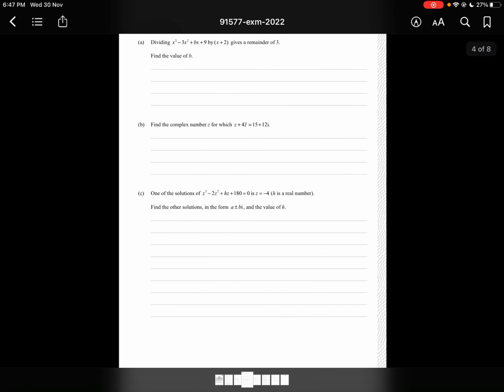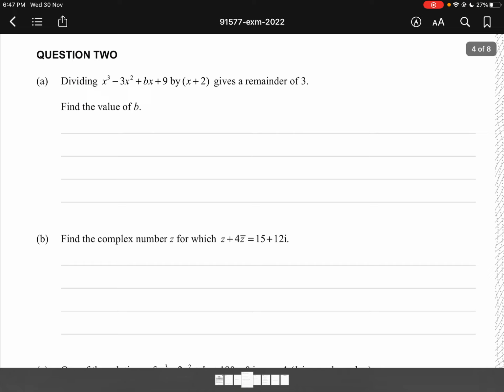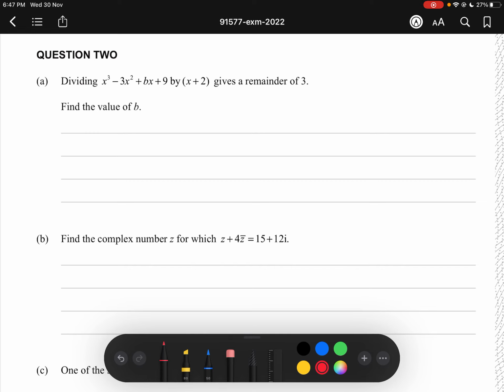Brilliant. Let's look at question number 2. Dividing x cubed minus 3x squared plus bx plus 9 by x plus 2 gives a remainder of 3. Find the value of b. So in this case, we're just going to be using the remainder theorem. So if we plug in x equals negative 2, we're going to get a remainder of 3. So if we say that this is f of x, we know that f of negative 2 equals 3. And we can use that to find b.